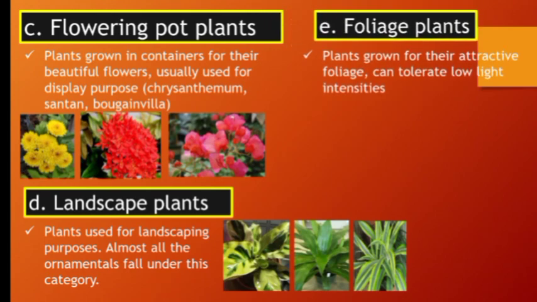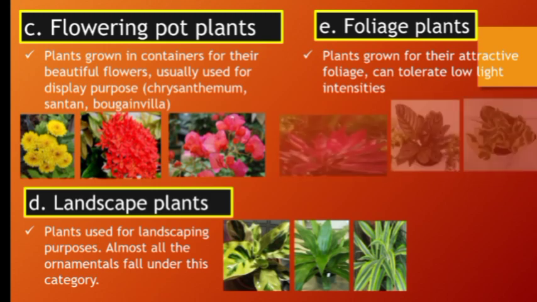So, fifth are the foliage plants, which are plants grown for their attractive foliage and can tolerate low light intensities. So, pwede siya mabutang sa balay without too much sunlight needed.